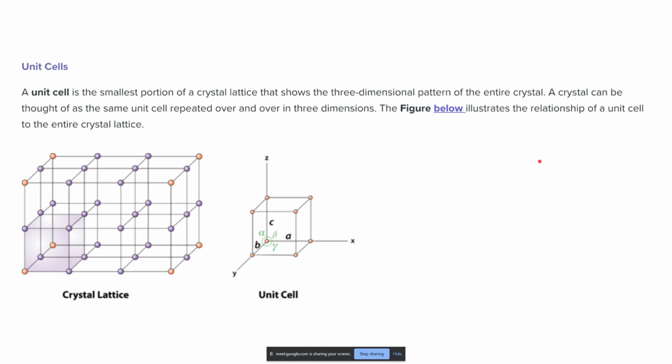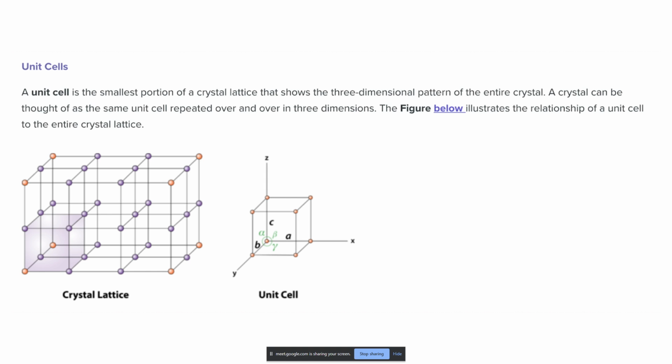Okay. All right. So the next niche topic that's not covered in AP Chem, but you'll see on the test, is this idea of the unit cell. This has to do with crystal lattices, which I don't know if you've talked about too much, but that usually has to do with ionic compounds, for example.